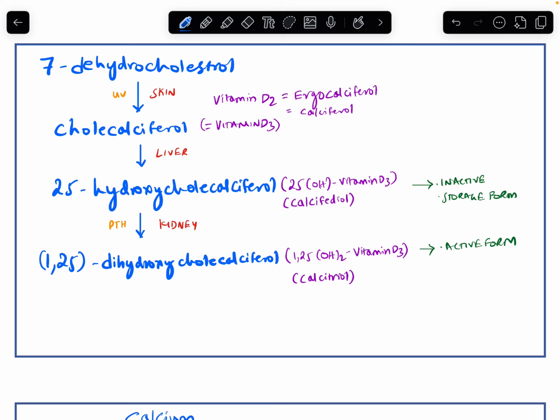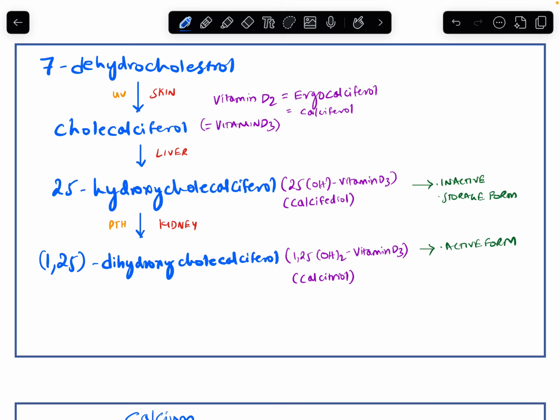This vitamin D3, when it enters the liver, gets hydroxylated to form 25-hydroxycholecalciferol, also called calcifediol. This is an inactive form and the storage form of vitamin D. This 25-hydroxycholecalciferol, in the presence of parathormone in the mitochondria of proximal convoluted tubules in the kidney, gets converted to 1,25-dihydroxycholecalciferol, which is also called calcitriol, and this is the active form of vitamin D which performs its functions.